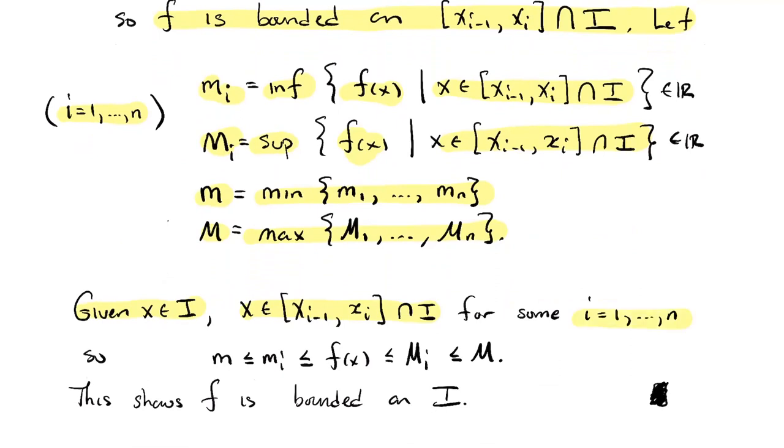So we just said that f of x is certainly at least the infimum of that set and no more than the supremum of it. Every element of that set is at least its infimum and no more than the supremum. But little m is the minimum of all those infs, so it's less than or equal to m_i no matter which i you have. Likewise, capital M is the maximum of all those sups, so it's greater than or equal to M_i no matter which i you have. And so that shows that the function value f of x is in the interval from little m to capital M. So our function is bounded on I. Nice.